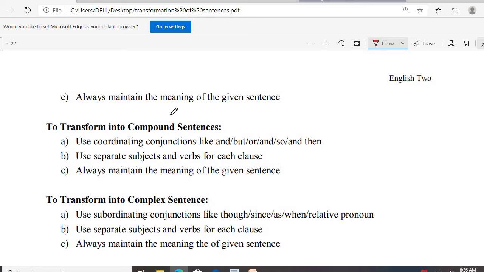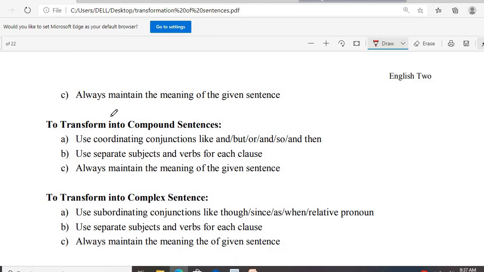Always maintain the meaning of the given sentence. Remember one thing, my dear student, this is a very important thing. When you change, if your sentence loses the original meaning, then you will get no marks. That's why you have to maintain the meaning of the given sentence.